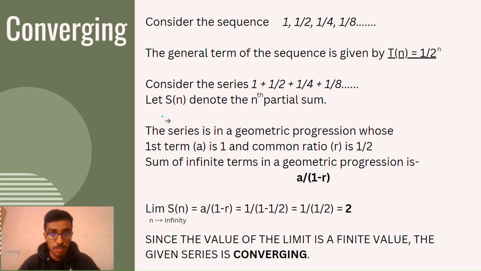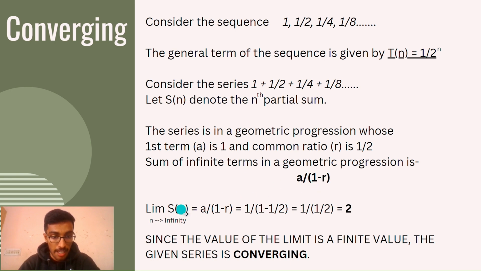So by observation we know that this is in a geometric progression. To get the sum of infinite terms in a geometric progression, we need to know the first term and the common ratio. The first term here, which is denoted by A, is 1, and the common ratio, which is denoted by R, is 1 by 2. So the sum of infinite terms in a geometric progression is A divided by 1 minus R.